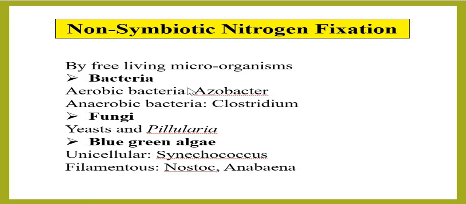During biological nitrogen fixation, we have studied two categories. One is non-symbiotic nitrogen fixation and the other is symbiotic nitrogen fixation. In the case of non-symbiotic nitrogen fixation, there is no symbiotic relationship between the microorganism and the plant. Here the microorganisms are called free living microorganisms. They may include bacteria, which may be aerobic or anaerobic. They may include fungi, or they may include blue-green algae. These free living microorganisms can fix nitrogen non-symbiotically.